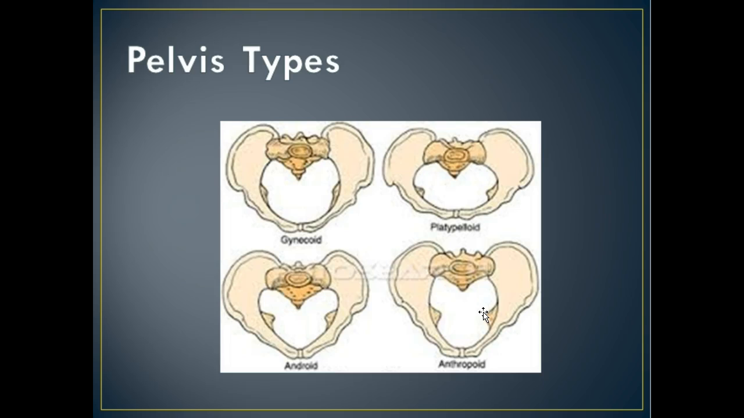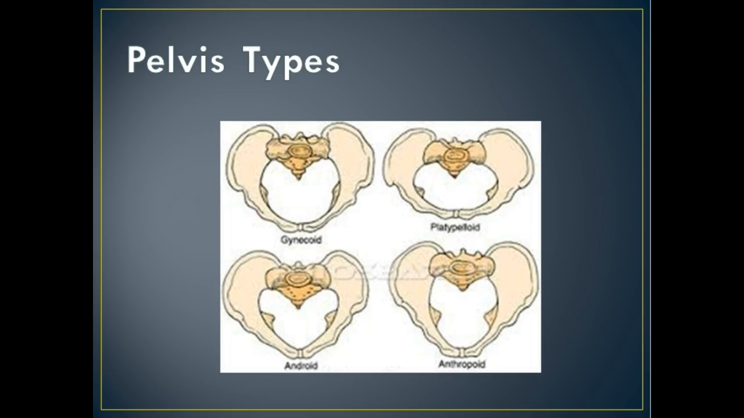Then we'll move from there to this anthropoid pelvis. You can see here with the anthropoid pelvis that the AP diameter at the inlet is quite a bit wider, whereas the transverse diameter is a bit more narrow. So baby tends to settle in the AP diameter rather than in the transverse diameter like we would see with other babies. That's about 25% of women's pelvises.